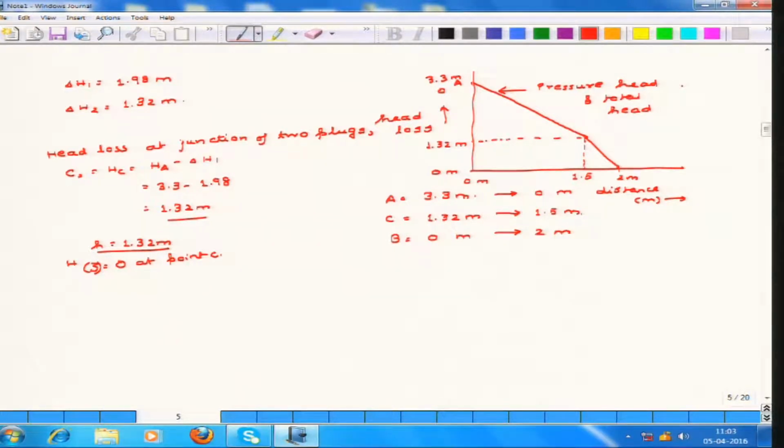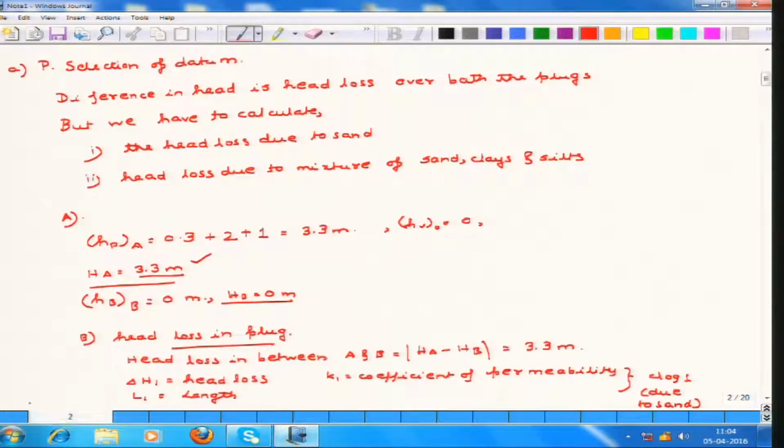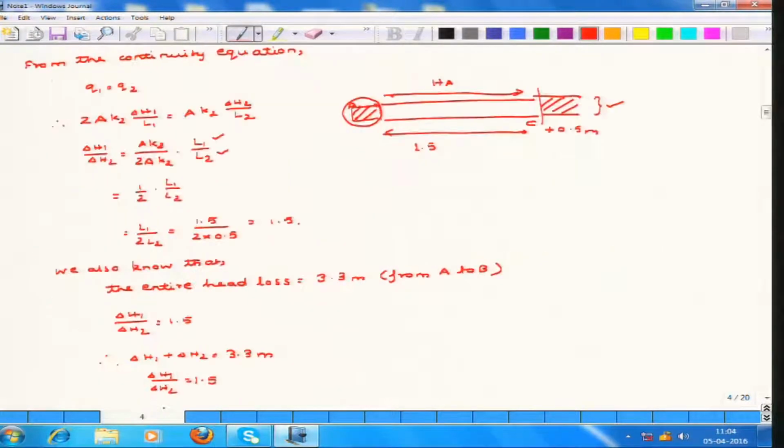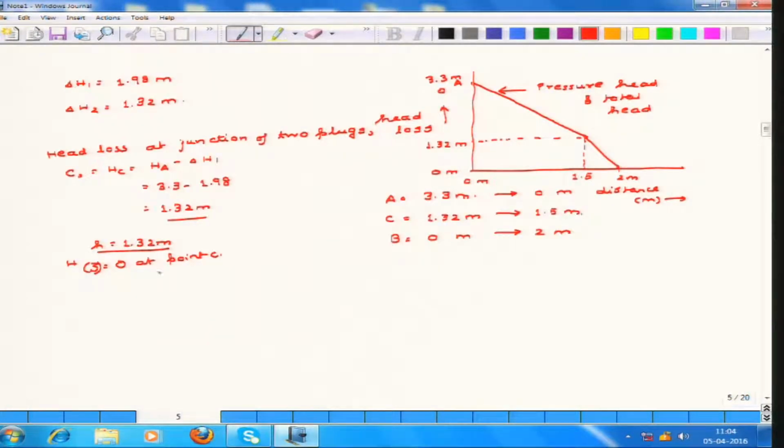The elevation head is 0, again I am telling the elevation head is 0 because the pipe lies along the datum. So, basically there is no elevation head at this point, there is only pressure head and a total head. As you have seen, when I spoke about the pressure at the point A, I also told that the elevation head is 0; at B the pressure head is 0 and the elevation head is also 0, while at the point C the elevation head is 0 while the pressure head is 1.32 meter. So, that is how we have plotted the variation of pressure head and the total head against the length of the pipe along the distance.